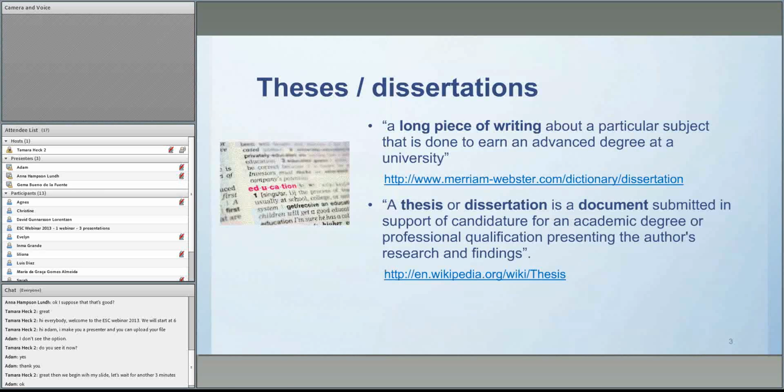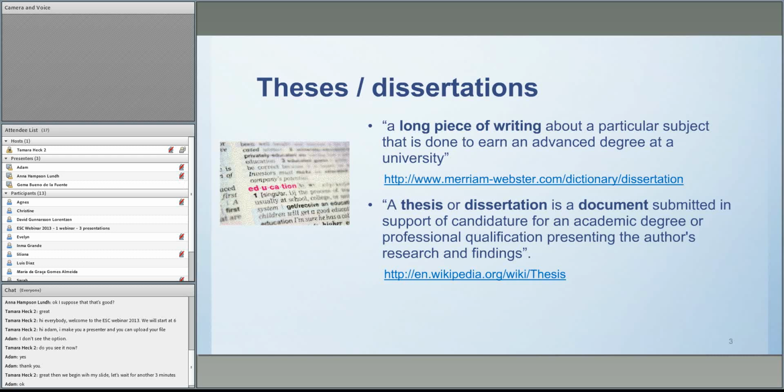So, I start by taking the definition of thesis and dissertations, because I'm not going to talk about the process of doing the dissertation, the process of research, but the document, the thesis and the dissertation as a document. So look at the current definitions of dissertation and thesis.